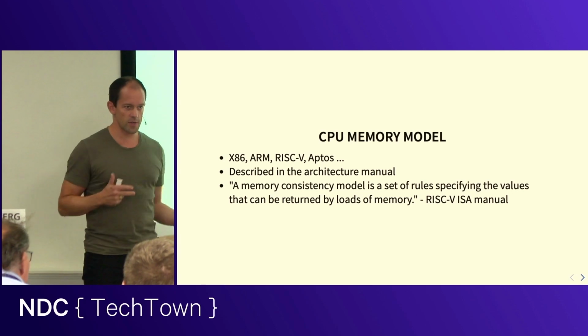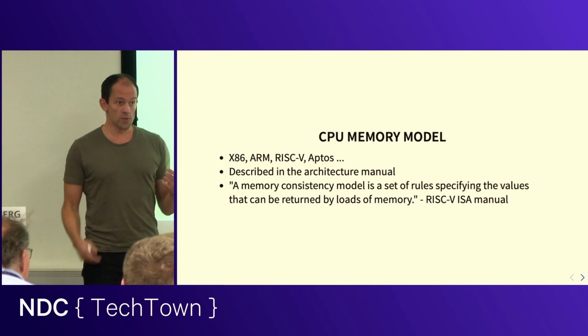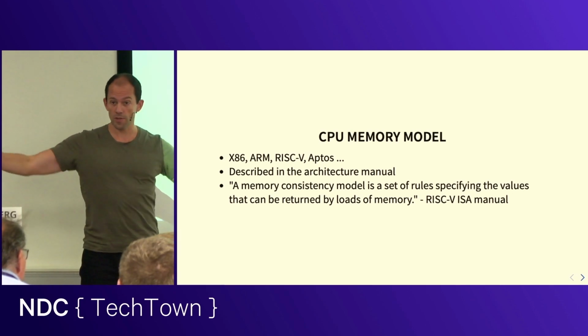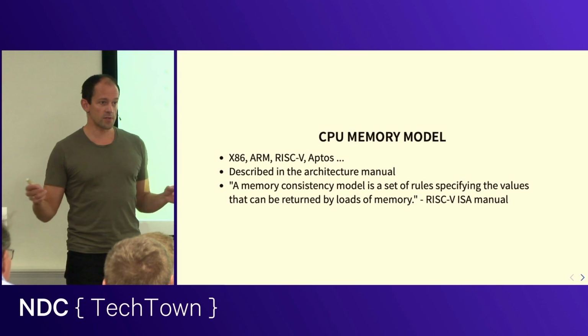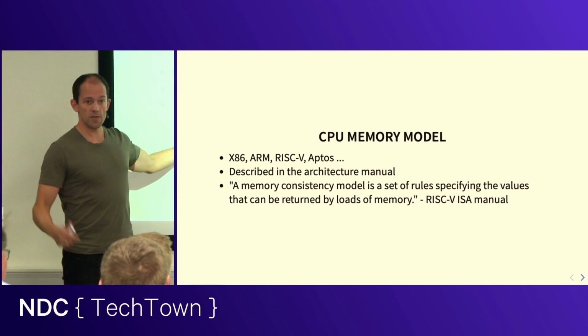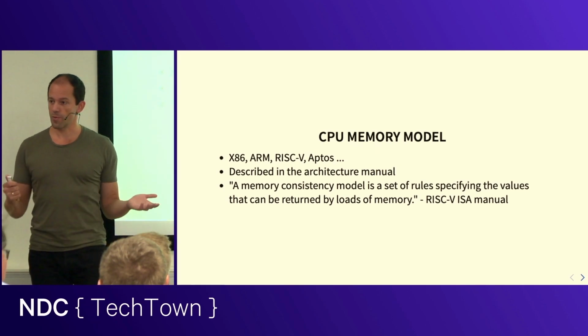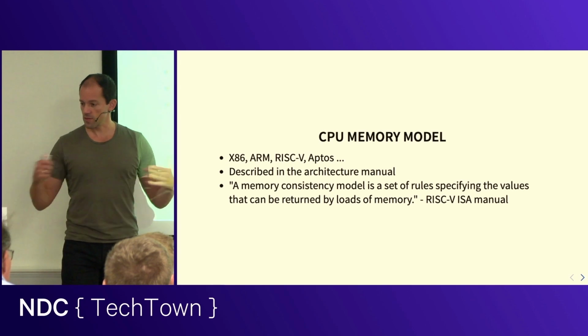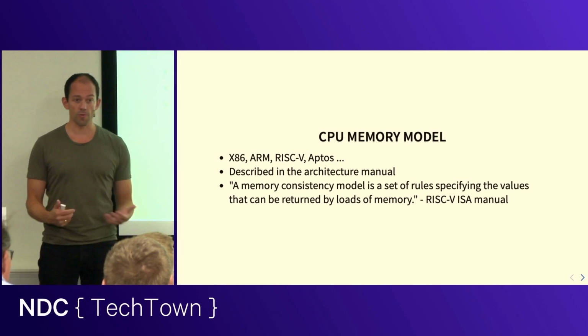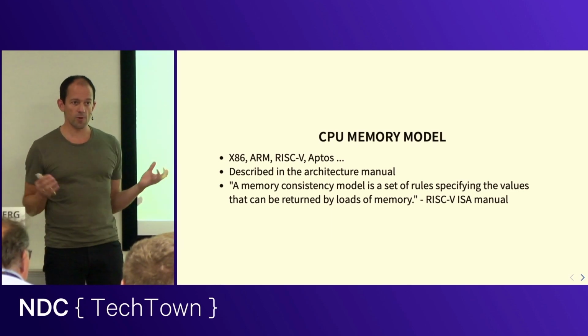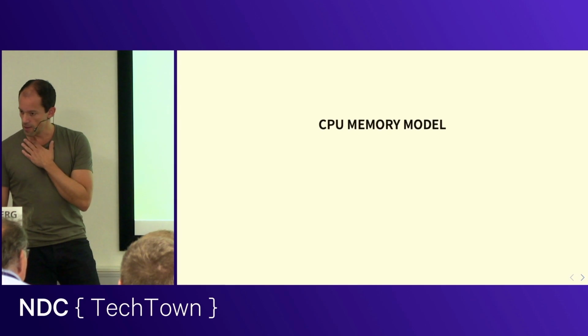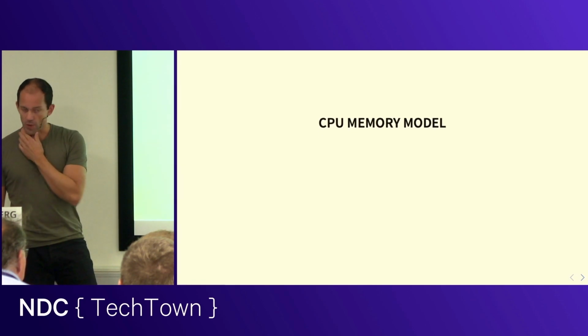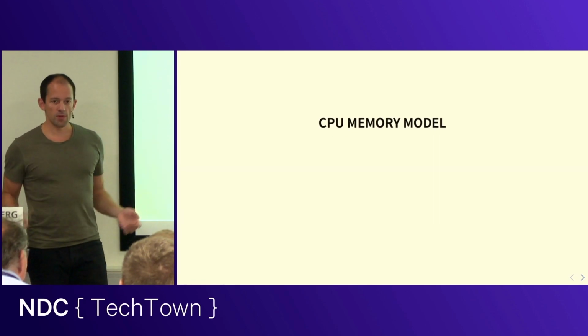But what they're trying to say here is that if you have a load and there have been other stores in the program, in this thread and other threads, which of these stores should be seen by this load, basically. So that's how they define the CPU memory model. So we have the high-level C++ one and the low-level CPU one. And this is just an overview, and we'll go into details later.